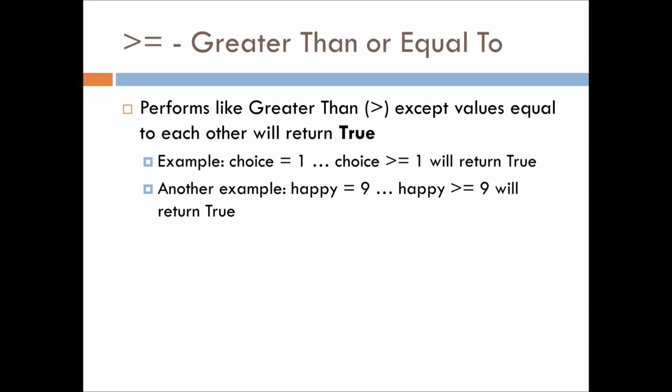Alright, now to go hand in hand with this, greater than or equal to. It's almost the same as greater than, but if the value is equal, it will return true. Let's go back to our choice example again, and it's 1 again, and then if you say choice is greater than or equal to 1, it will return true because 1 is equal to 1, since there is both the greater than part that evaluates and the equal part that it evaluates. Alright, another example we have here, I just have a variable named happy. Basically the same thing as the choice example, just looking at different values.